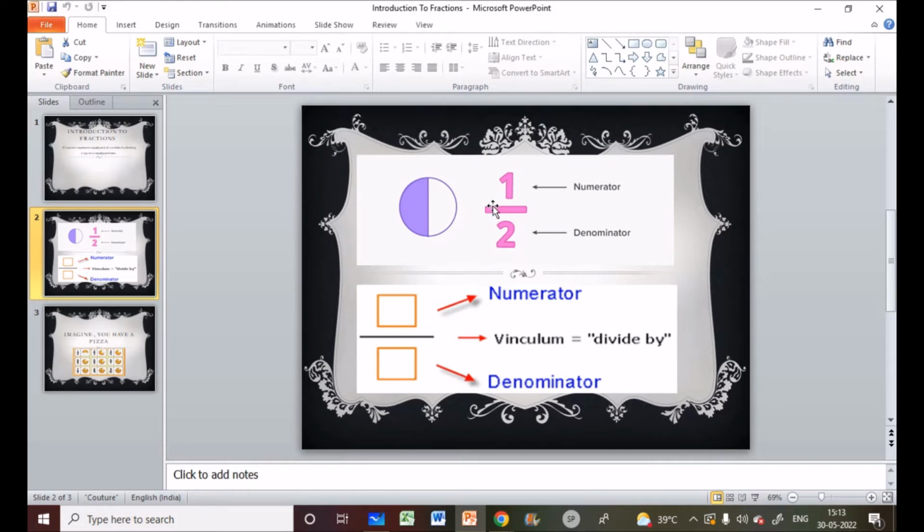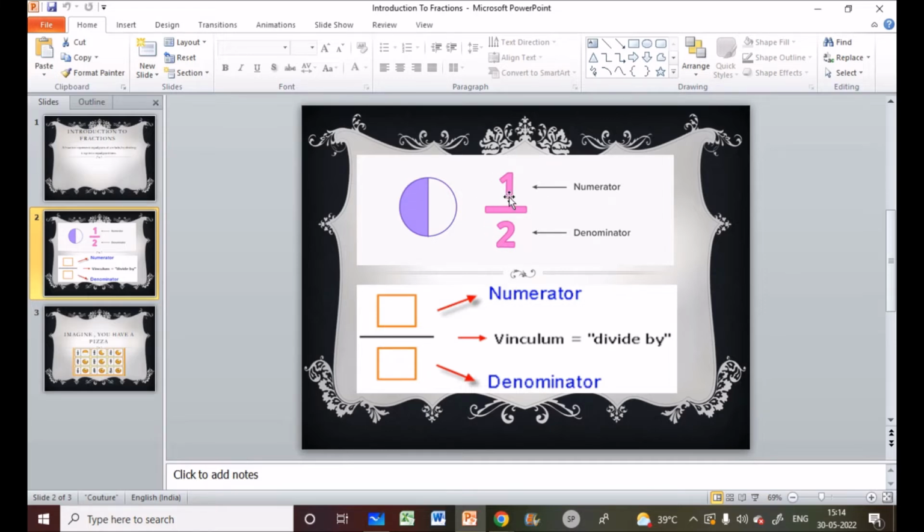Why have I written 1 by 2? See, first when you draw, we have to write a number at the lower part of the vinculum. Can we write any number? Of course not. The total number of parts should be written. Here, how many parts are there? 1 and 2. Just 2 parts, right? So I have written 2.